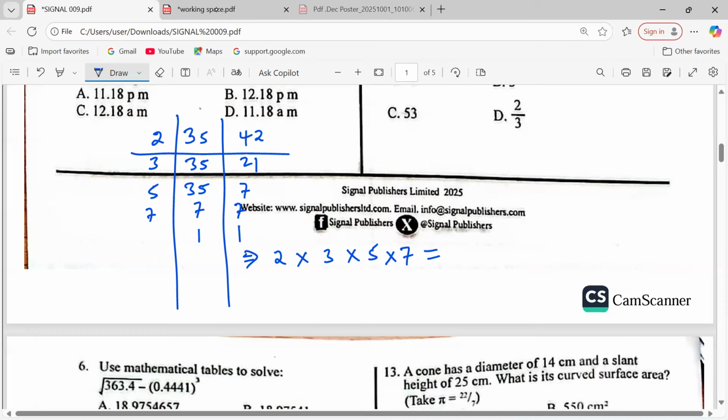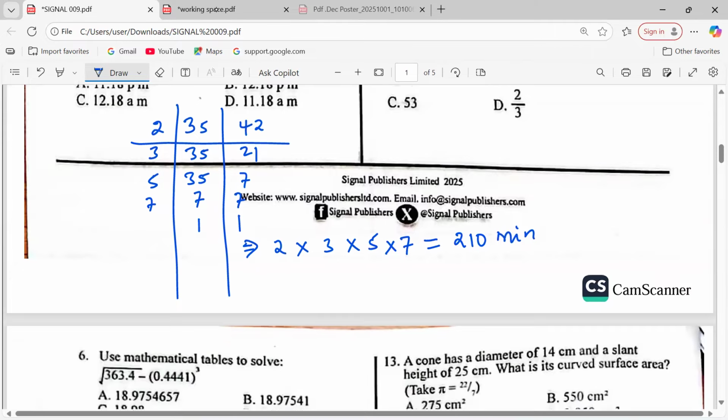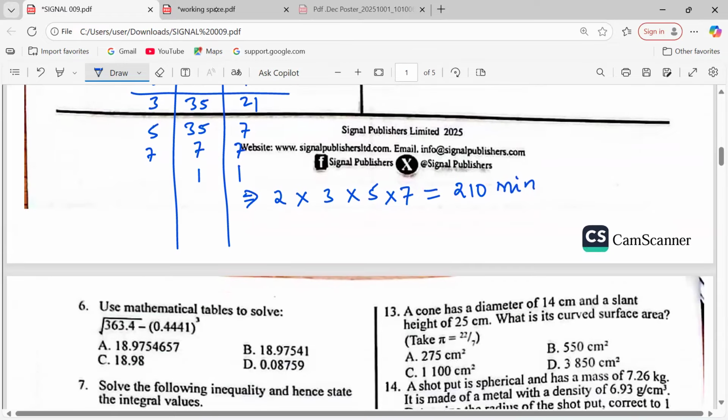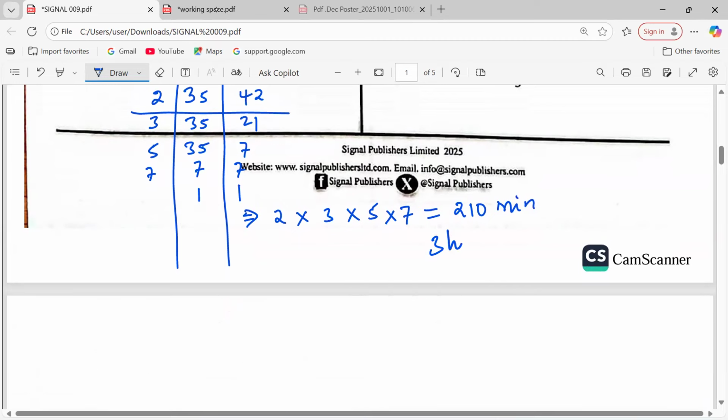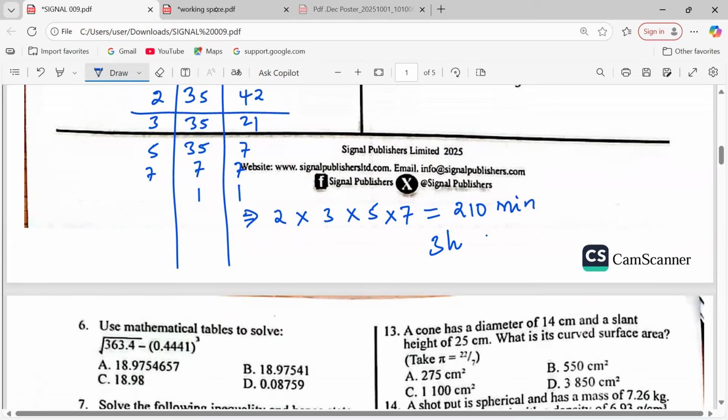The interval that will be shared by both. So we look at the least common multiple. The least multiple that can be divided by both 35 and 42 is 210, and these are minutes. So if this is the interval that will be taken, then these minutes are already beyond an hour. So when we divide by 60 minutes, we are getting 3 hours and 30 minutes, or rather 3.5 hours. 3.5 hours means 3 hours and 30 minutes.